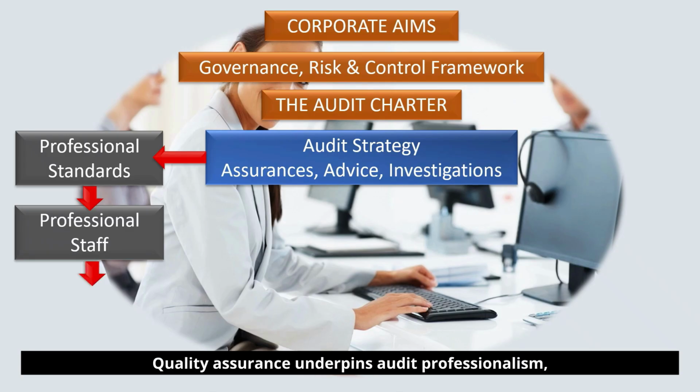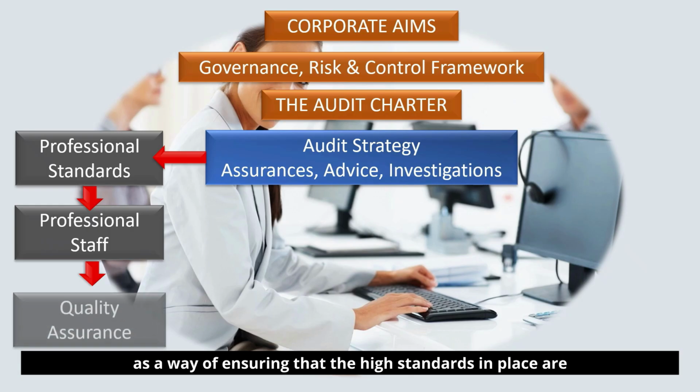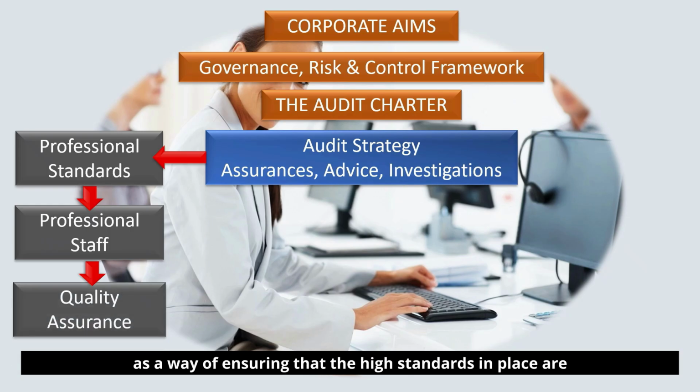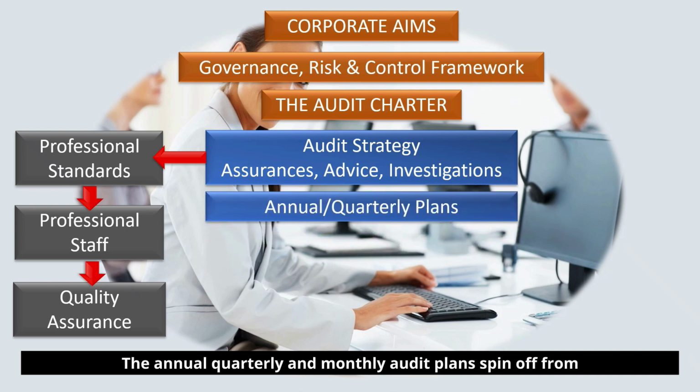Quality assurance underpins audit professionalism as a way of ensuring that the high standards in place are being achieved. It's also about answering the question, who audits the auditor? The annual, quarterly, and monthly audit plans spin off from the longer-term audit strategy, the audit universe of relative risks of each part of the organisation, in conjunction with the corporate risk profile, will capture the key auditable areas. In this way, linking changing key risks facing the organisation with the associated internal audit plans.